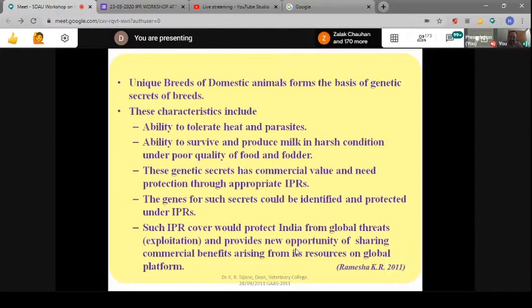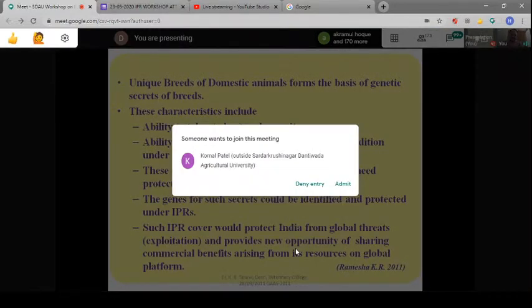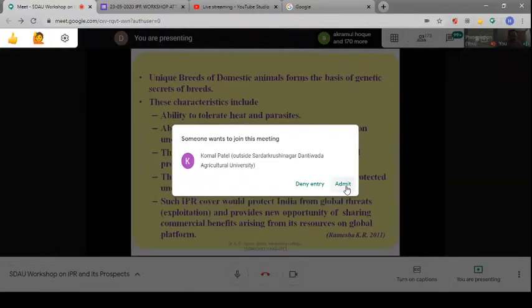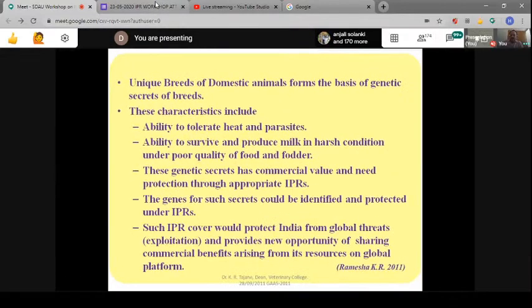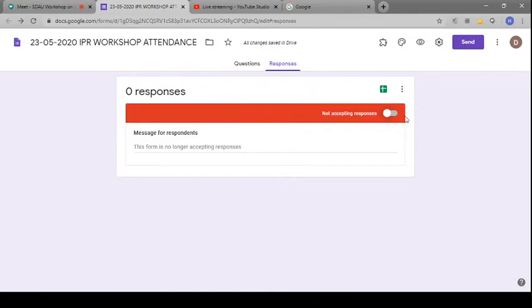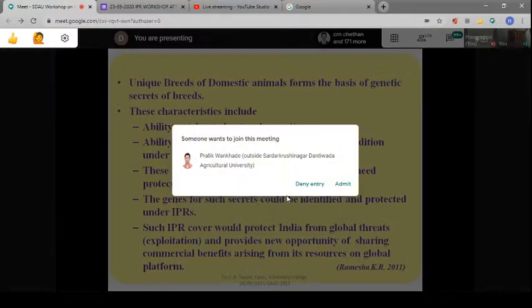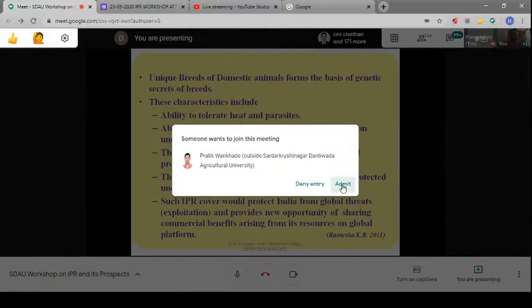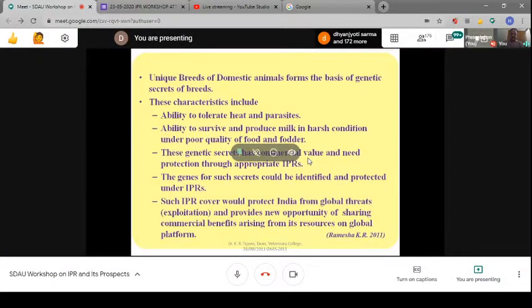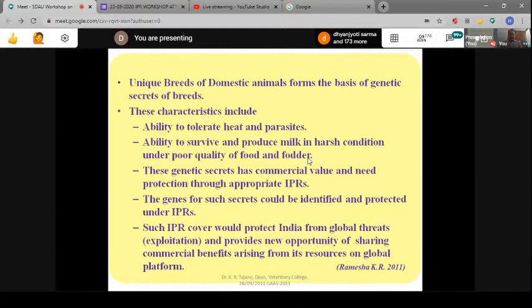Now you see, summer is running. So in most of the exotic breeds, especially Jersey and Holstein Friesian, there is a drop in milk production. The native breeds like Kankrej and Gir will continue to produce milk at the same pace, or sometimes you may find an increase in milk production. So why does this happen? Because of the specific genetic makeup.